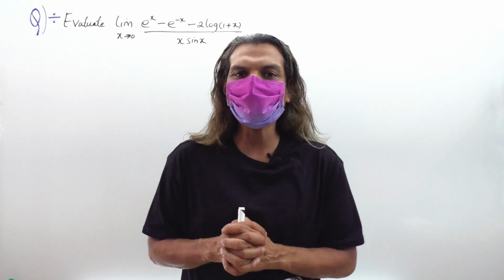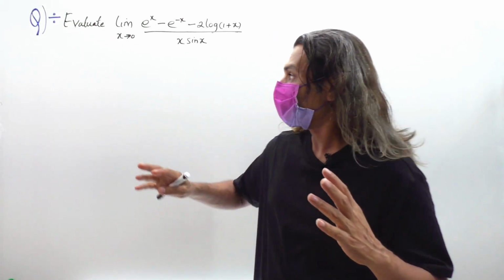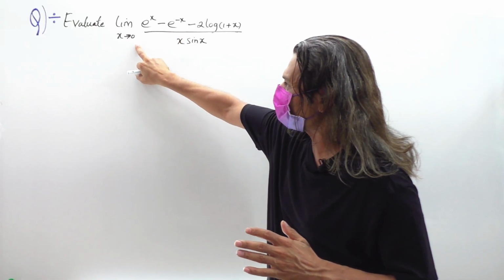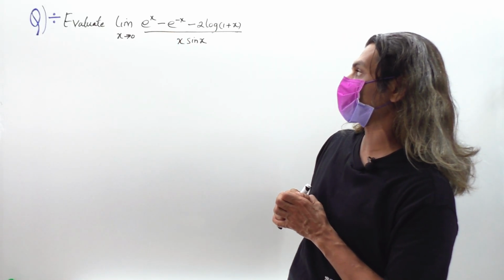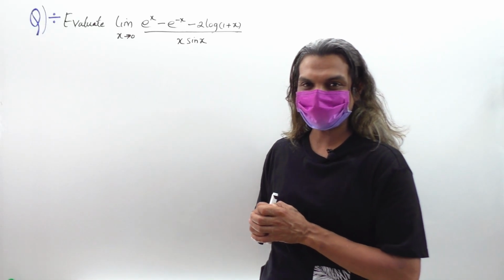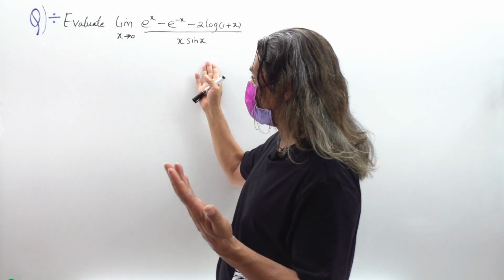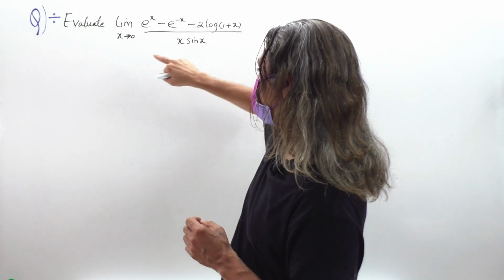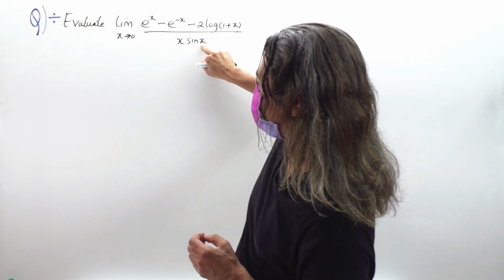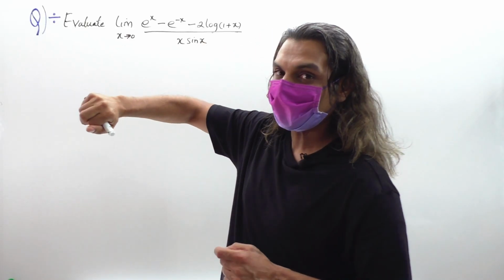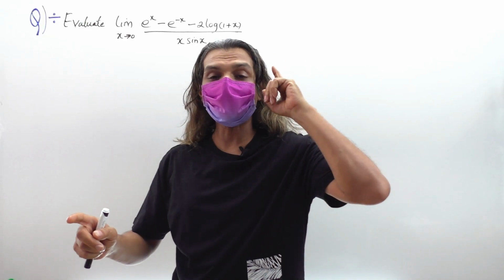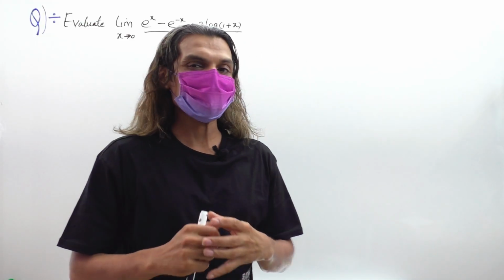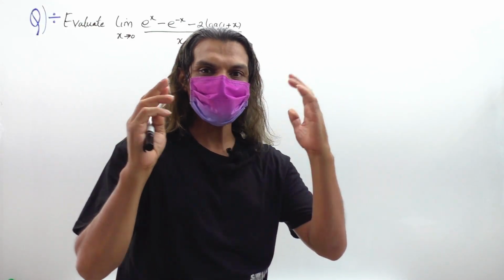Now, the next problem we will be discussing here is: evaluate limit as x tends to 0 of e raised to x minus e raised to minus x minus 2 log of 1 plus x, upon x sin x. So this again has the trigonometric function sin x, and x tends to 0. Which standard limit will you use? Limit of sin x by x as x tends to 0 is equal to 1. So let's first start solving this.